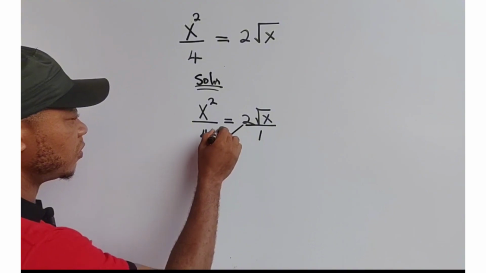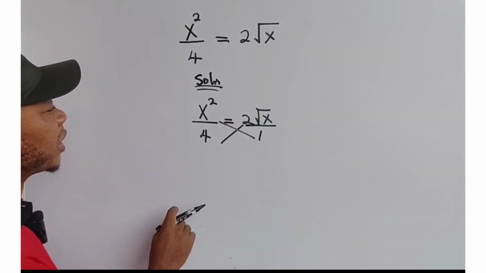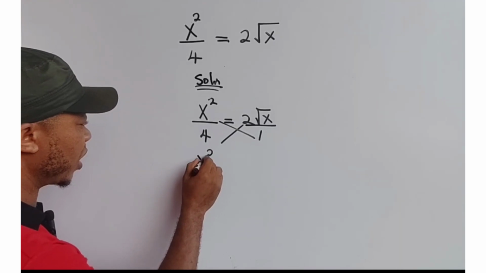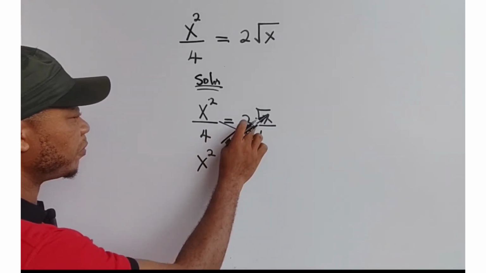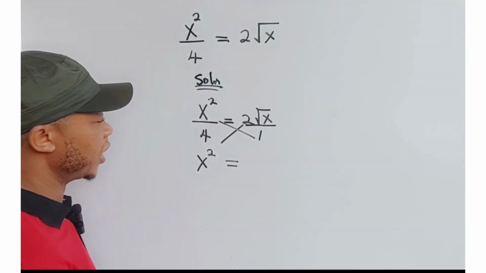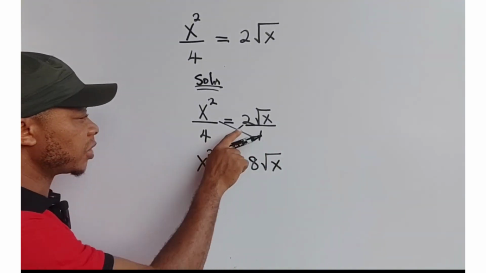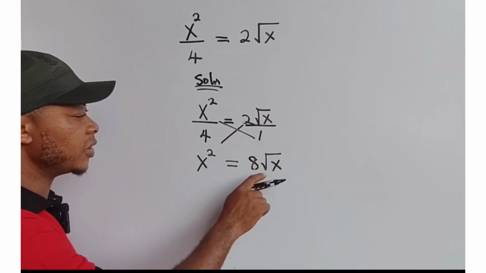Now, if we cross multiply, that means that x squared will multiply 1 to give us x squared. And 4 multiplies 2 root x to give us 8 root x, because 4 multiplies 2 will give us 8. Then you bring down root x.